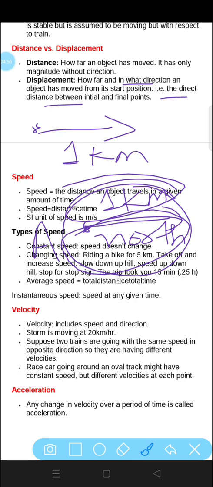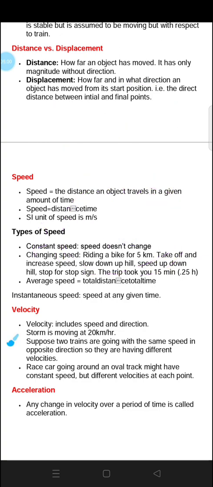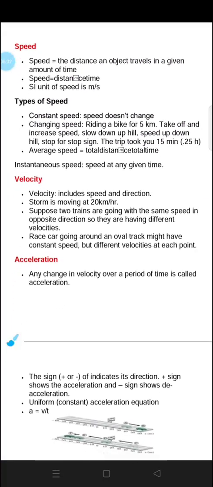That is the direct distance between initial and final points. The distance will be given between initial and final points.